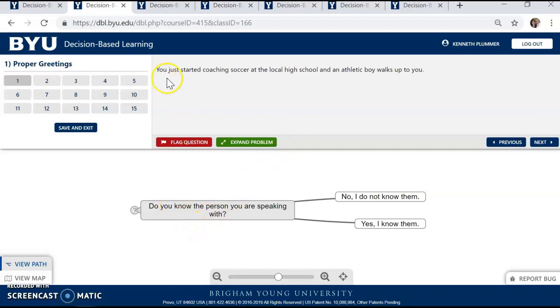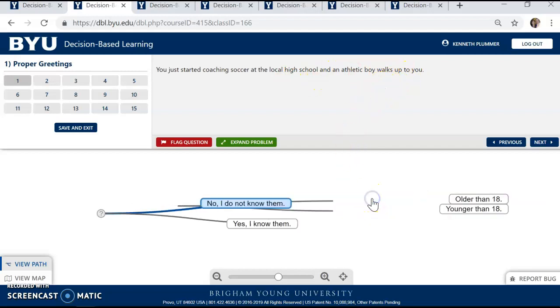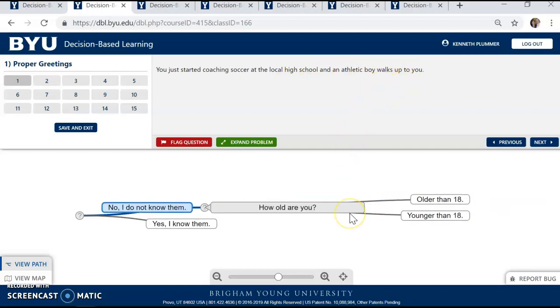So here you have a scenario. It says you just started coaching soccer at a local high school, and an athletic boy walks up to you. So the first question is, do you know the person you're speaking with? And obviously from the clues in the scenario here, we may not need just enough, just in time. The clues suggest that he just walks up to you, so I don't know them.